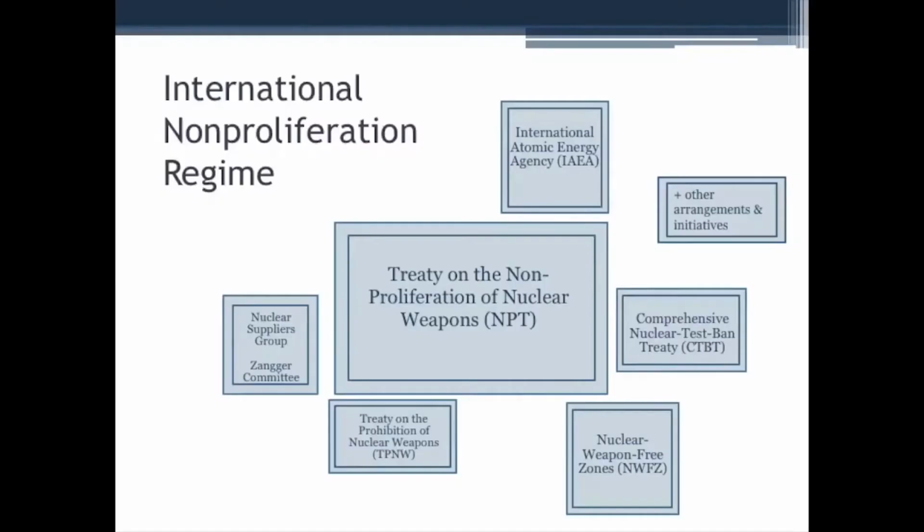Start with the international non-proliferation regime being a network of multilateral treaties, regional agreements, international organizations, and informal arrangements and initiatives. And at the core of it all is the Treaty on the Non-Proliferation of Nuclear Weapons, the NPT. It is a foundational instrument for the regime and therefore is often referred to as the cornerstone of the international non-proliferation regime. The treaty defines nuclear and non-nuclear weapon states and their basic obligations with regard to preventing the spread of nuclear weapons and achieving a world without nuclear weapons.